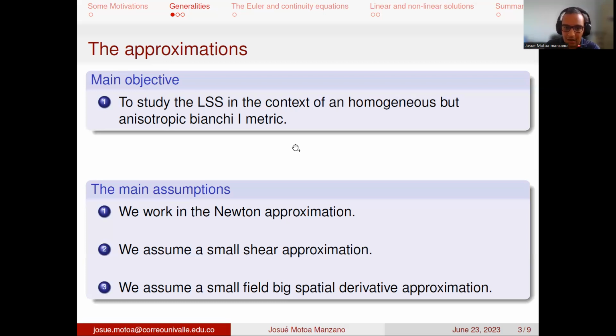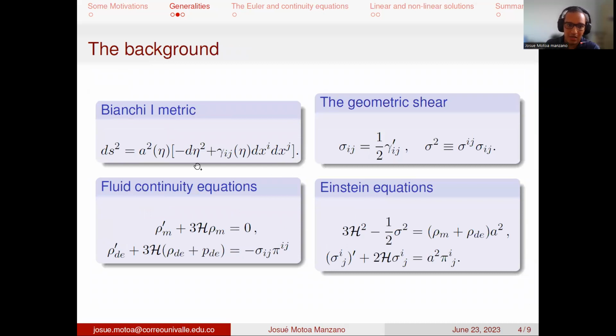Okay. So, the Bianchi I metric can be written like this. The difference between the Bianchi I metric and the FLRW metric is the fact that gamma ij, the metric of the constant time hypersurface, is time dependent. Because of that, we can define the geometric shear, which is given by the time derivatives of gamma. We also define sigma squared like this because it will appear in the Einstein equations.